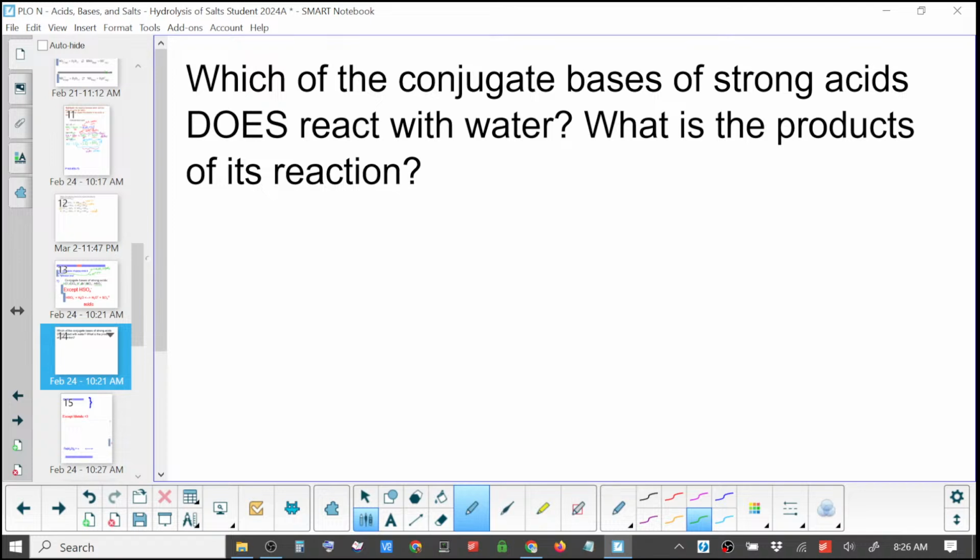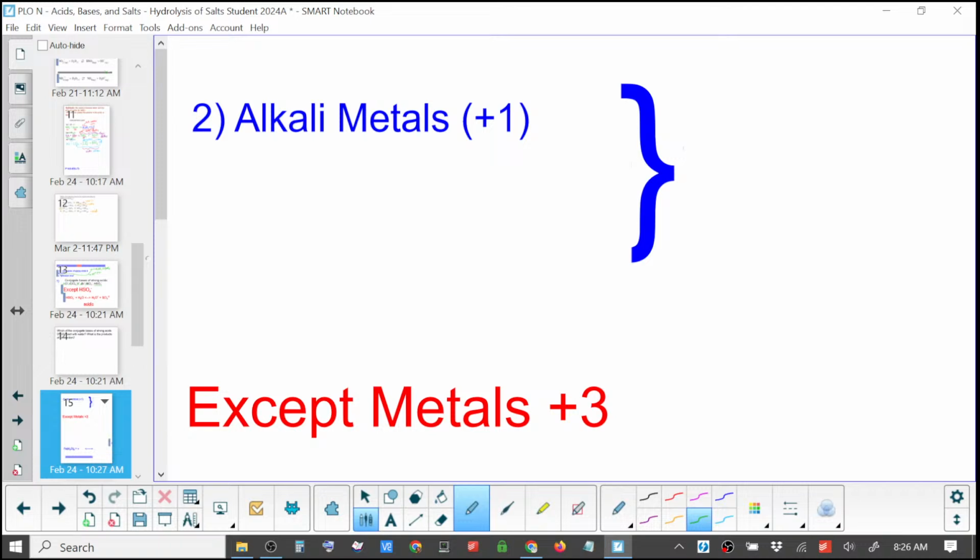I don't know why this page exists because it's the same one as the previous page. So I'm going to use it to come back and maybe put a question or two on. We're going to skip over to here, and we're going to do the alkali metals, +1, and metals +3. This also restates what I want.